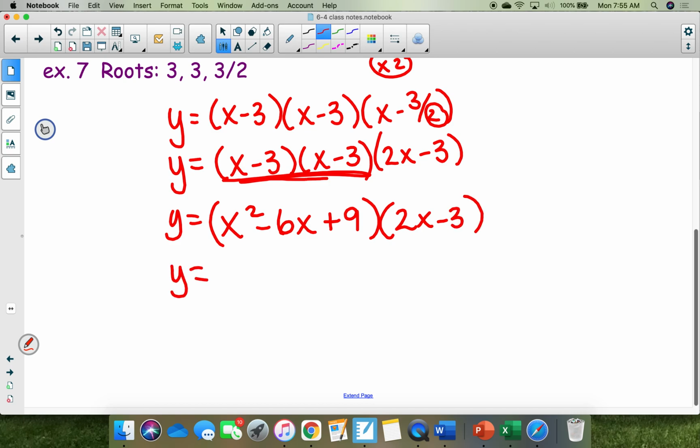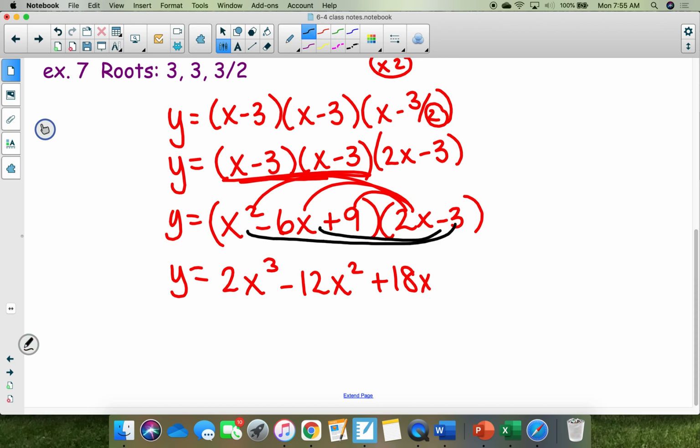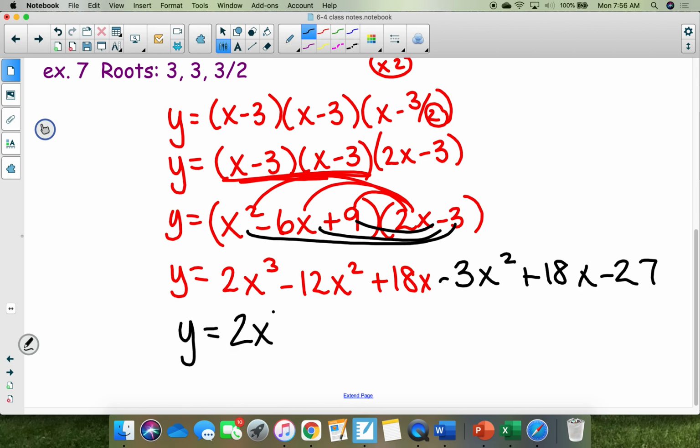That's why we're spending 2 days on this. This is very time consuming. You have to take each one of these and multiply it by 2x. So 2x to the third minus 12x to the second plus 18x. You also have to multiply them all by a negative 3. Negative 3x to the second plus 18x minus 27. And then you have to put this all back together again. 2x to the third minus 15x to the second plus 36x minus 27.